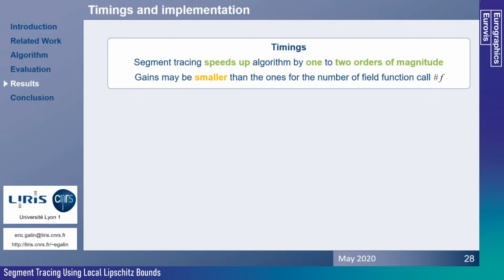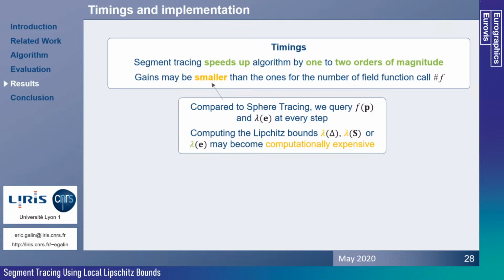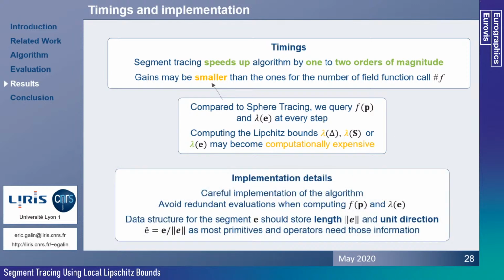Segment tracing also speeds up the algorithm by 1 to 2 orders of magnitude. Reducing the number of field function queries does not necessarily improve computation time by the same amount. The accurate Lipschitz bound computation comes at the price of extra queries. The ray algorithm requires 1 bound computation for the entire ray and multiple field function evaluations, whereas the sphere and segment algorithms require multiple queries to evaluate both f and lambda at every step. Careful implementation is needed to avoid redundant evaluation during the traversal of the tree.